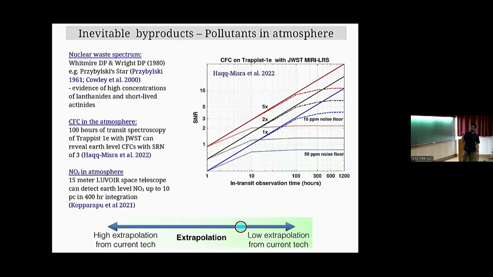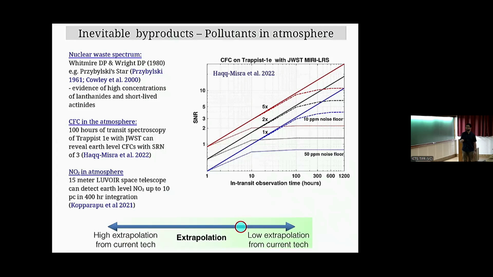In fact, there is one star, I'm not able to pronounce its name, that has a very high concentration of lanthanides and actinides. You can also try to search for CFCs in the atmosphere. For a star like TRAPPIST, where we have seven planets, JWST can find Earth-level CFCs on TRAPPIST-1e with a signal-to-noise ratio of 3 with 100 hours of integration. If it is 2 times the CFC level, you can get a 5 sigma detection with JWST in 100 hours.